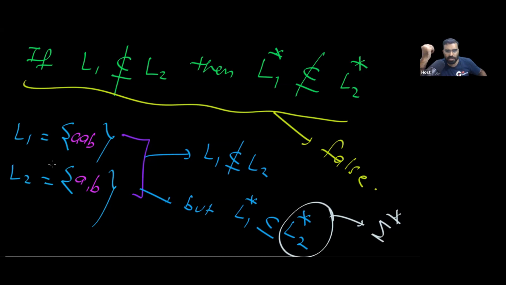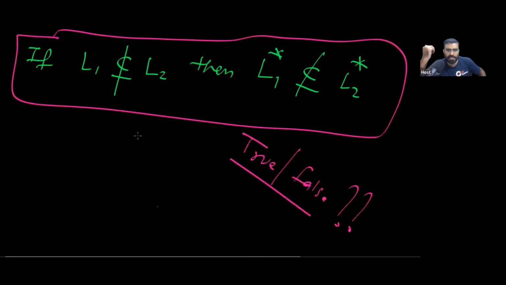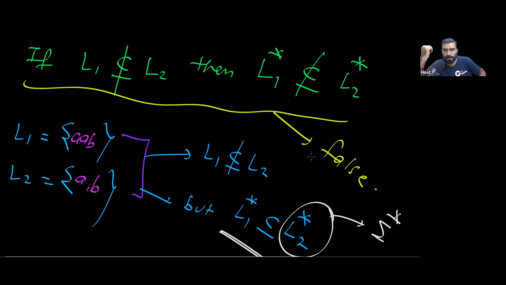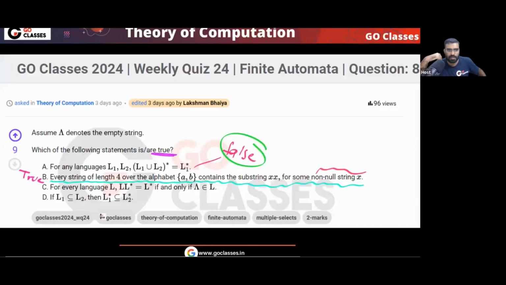See, you can take this counter example. You can notice L1 is not subset of L2, but L1 star is subset of L2 star. You can check. Yes or no? So I can say this statement, if L1 not subset of L2, then L1 star is not subset of L2 star, is actually false. Okay. So this is what you have done.